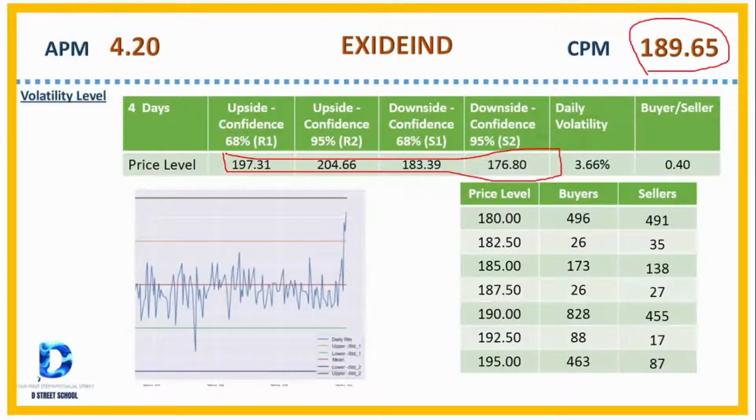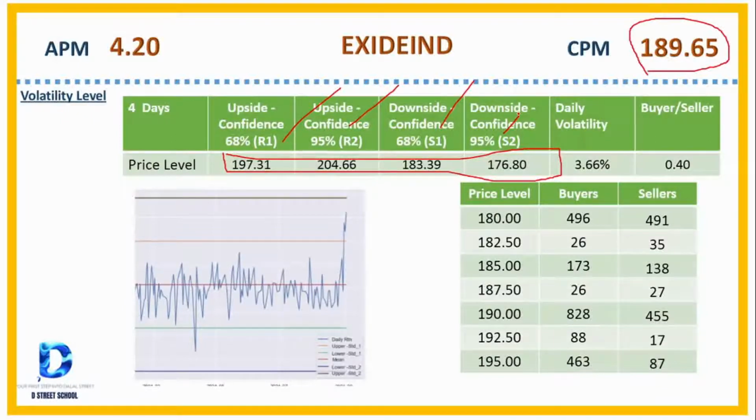Now I will explain how we can interpret this data. Where you see R1, R2, S1 and S2, this is not the typical support and resistance that we use in technical analysis. This is standard deviation 1 and standard deviation 2. R1 and S1 are the standard deviation 1 range, and R2 and S2 are the standard deviation 2 range. To keep it in layman's language, I named them R1, R2, S1 and S2.